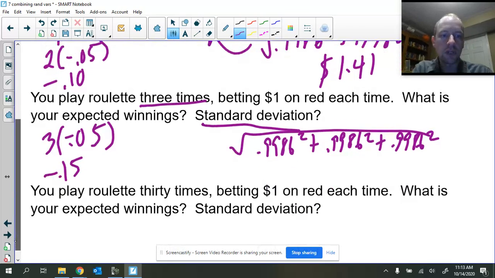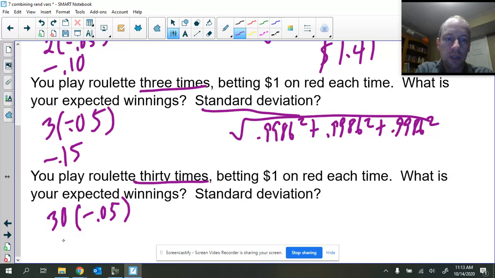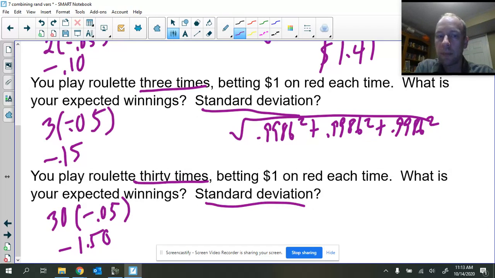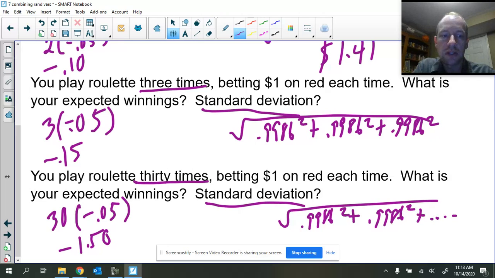So if you wanted to take this further and say 30 times, well, then 30 times negative 0.05, no big deal. You're expecting to lose $1.50. And standard deviation, obviously, I'm not going to write this all out. So I think about the standard deviation as the square root of 0.9986 squared plus 0.9986 squared plus, as many times as I need to. Well, to simplify this, that's going to be 30 of these.